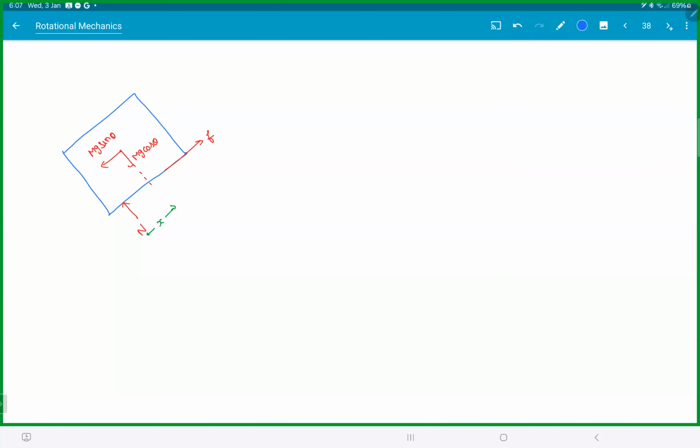The first thing, you want to slip. For slipping, mg sin theta should be greater than f max. Agreed? If mg sin theta is greater than f max, you will slip. So mg sin theta should be greater than or equal to mu mg cos theta. So mu should be less than or equal to tan theta. This is the condition for slipping. Actually, angle of repose, if you remember. If mu is less than tan theta, you will slip.